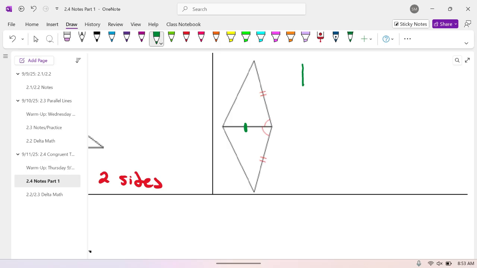And just for a better reference, if I separated those triangles, just so you can see it a bit better, it's still the same thing. All right. Side angle side.